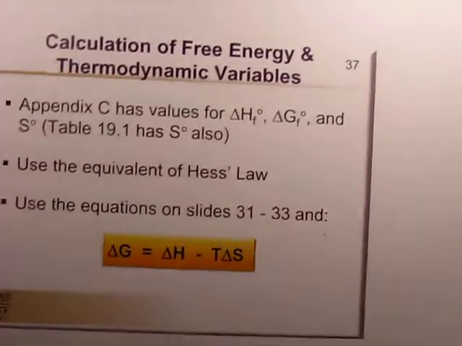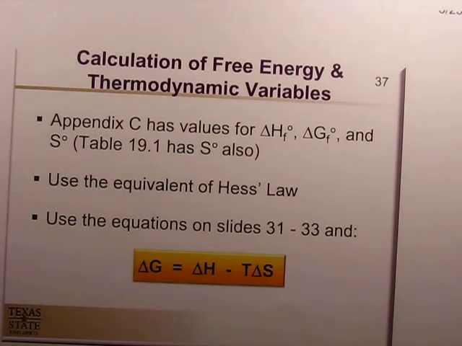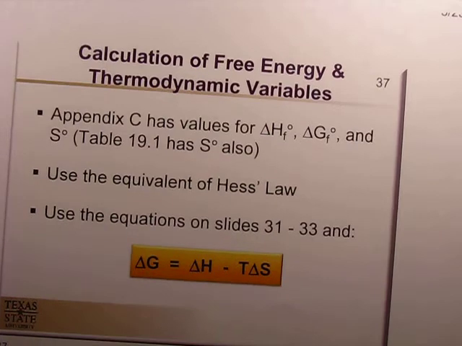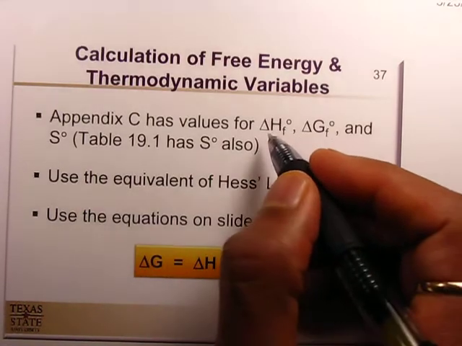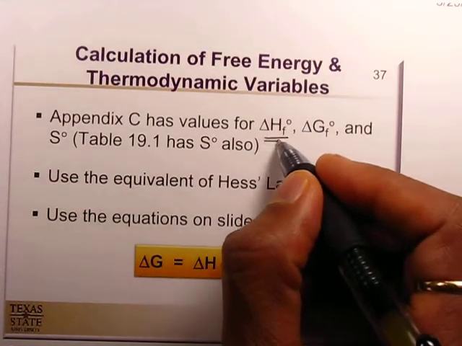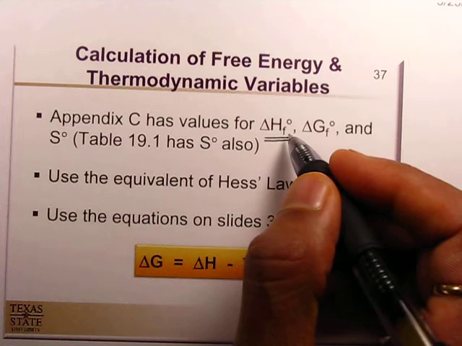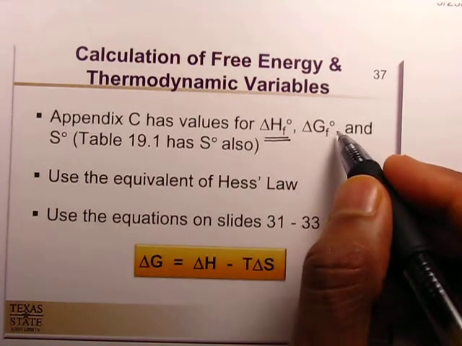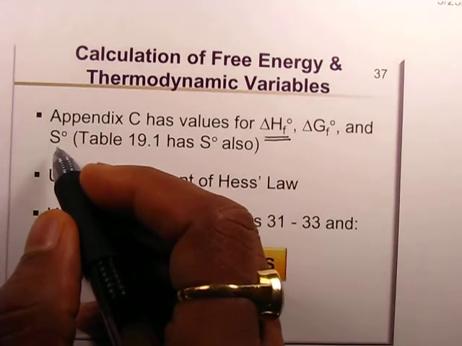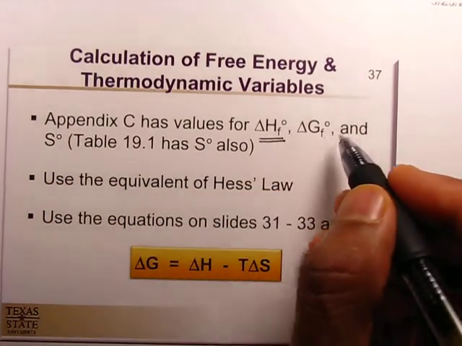So the first slide related to calculation will be this much. Here we see that appendix C has the values. In your book, the standard enthalpy of formation, standard Gibbs free energy of formation, and standard entropy will be provided through the table.